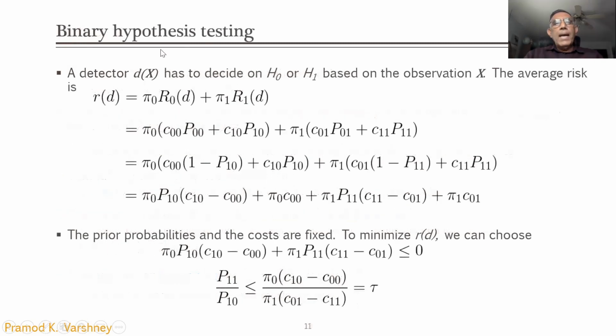So assume that we have a binary hypothesis testing problem. Then the average risk associated with this binary decision-making problem is given here. Pi sub 0 and pi sub 1 are prior probabilities. The P sub ij's we had defined earlier, and the C sub ij's were also defined earlier. So essentially, this is the cost, and we would like to minimize this cost. In order to minimize that, we can come up with a decision rule: P11 divided by P sub 10 is less than or equal to tau. Then we pick the hypothesis accordingly. So I'll let you look at it for a minute.